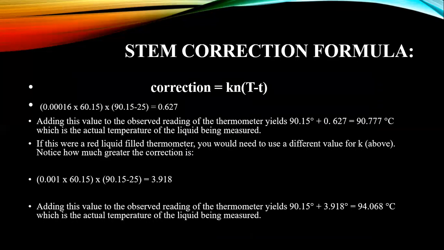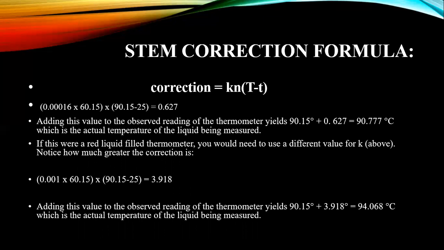Stem correction formula. There is an important formula. Correction is equal to K n (G minus T). This is the value: 0.0016 multiplied by 16.50 multiplied by (90.50 minus 25) is equal to the actual value 0.627. According to the value, the observed reading on our thermometer is 90.50 degrees plus 0.627, equal to 90.777 degrees Celsius. This is the actual temperature of the liquid being measured.